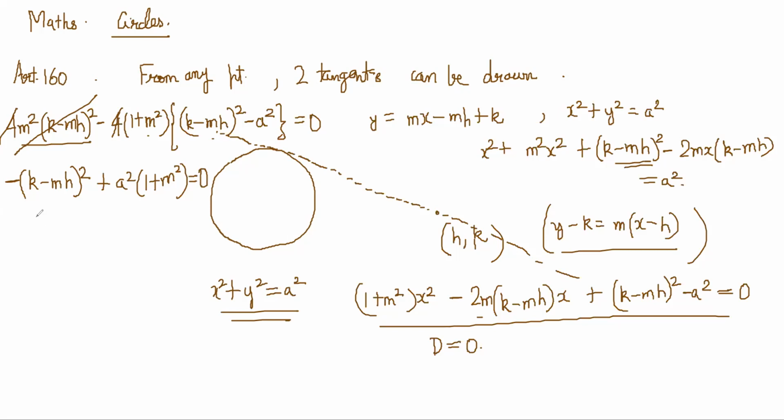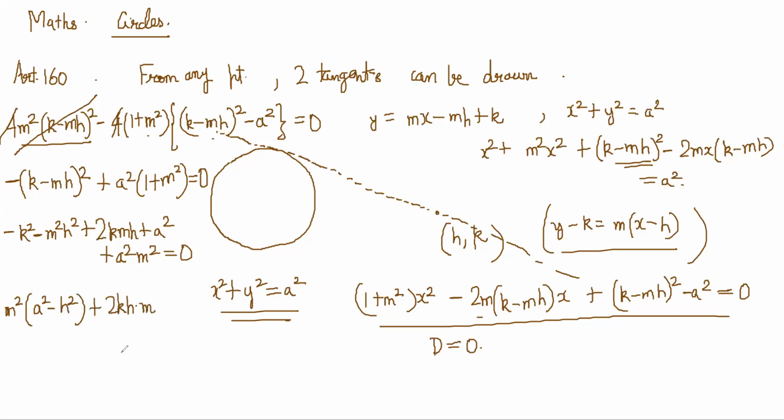If we expand this a little bit, this becomes minus k square minus m square h square plus 2kmh plus a square m square is equal to 0. So convert it into a quadratic in m. This becomes m square (a square minus h square) plus 2kh into m plus (a square minus k square) is equal to 0. Now, this is the condition that the line was tangent to the circle.